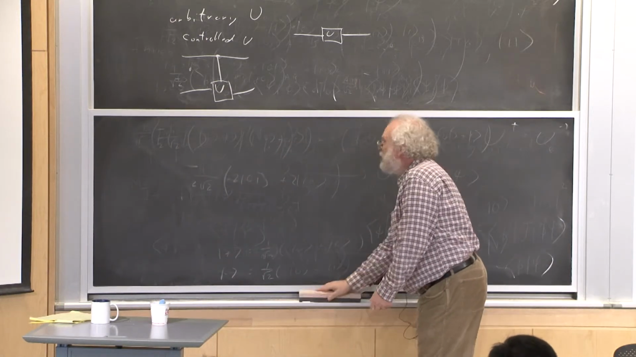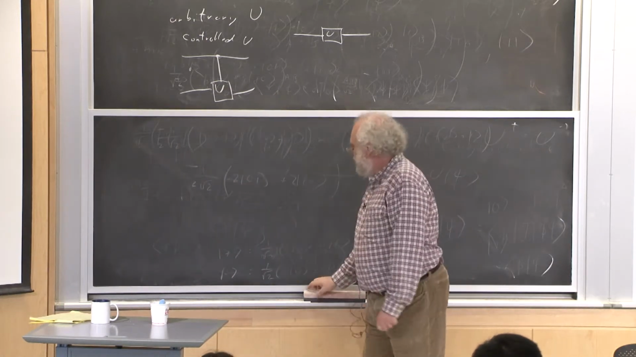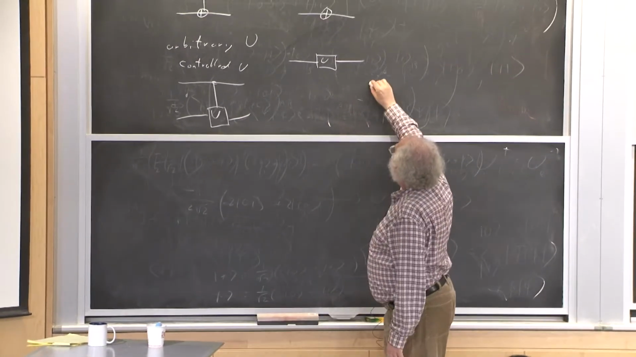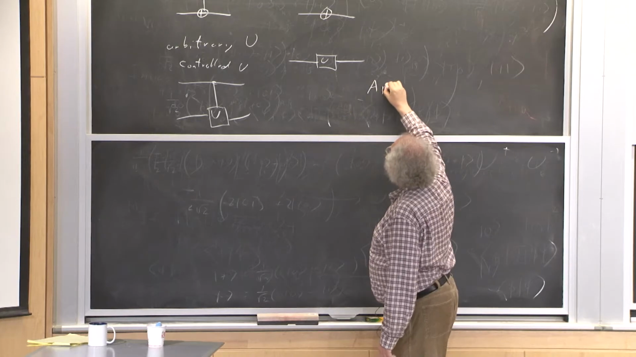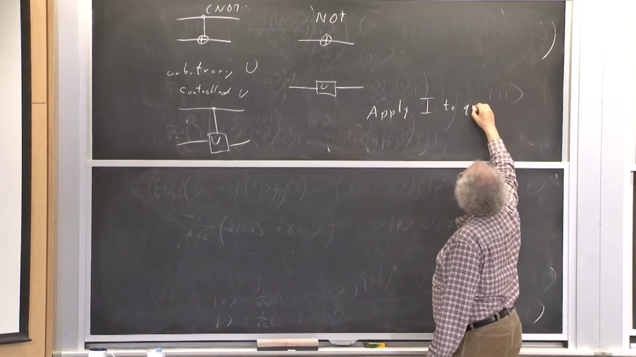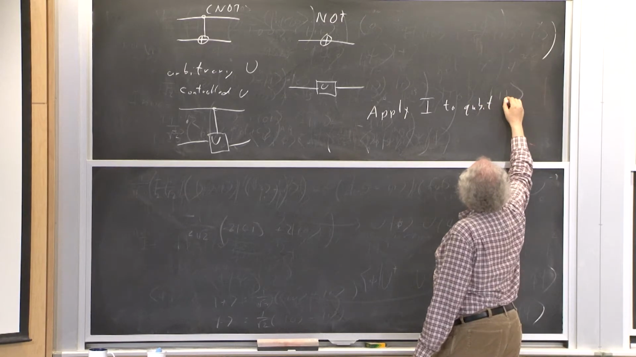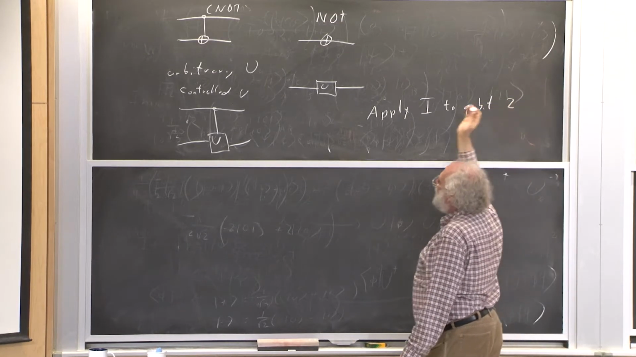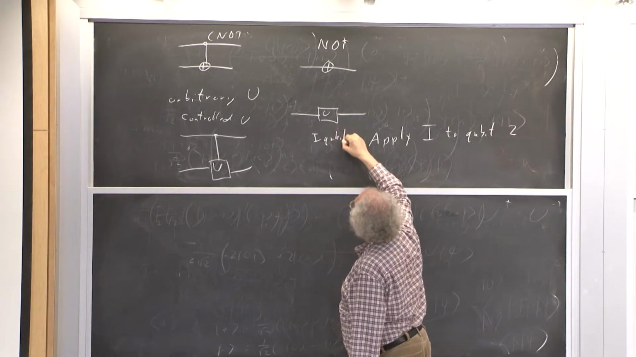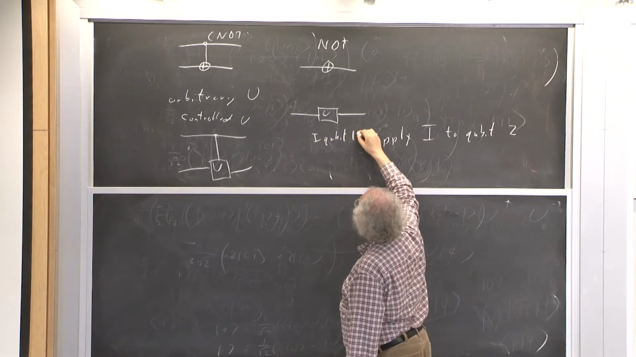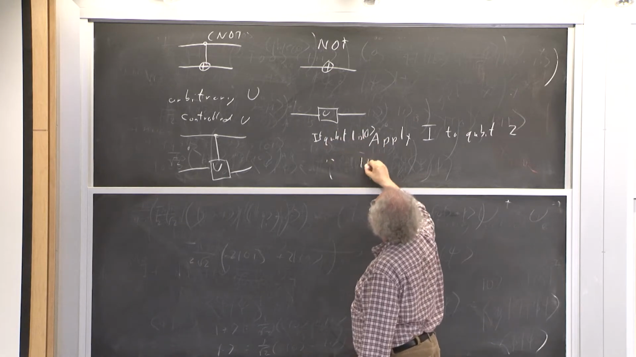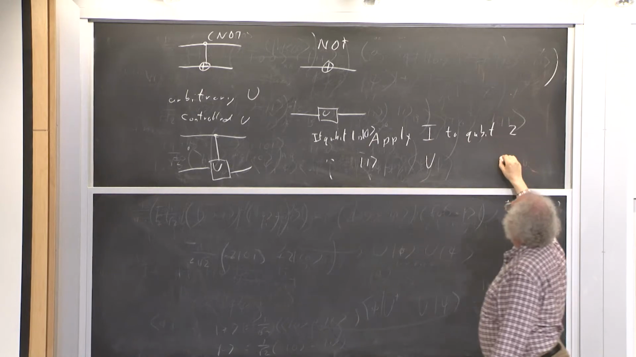And this, what does this mean? It means apply I to qubit 2 if qubit 1 is 0. And if qubit 1 is 1, apply U to qubit 2.